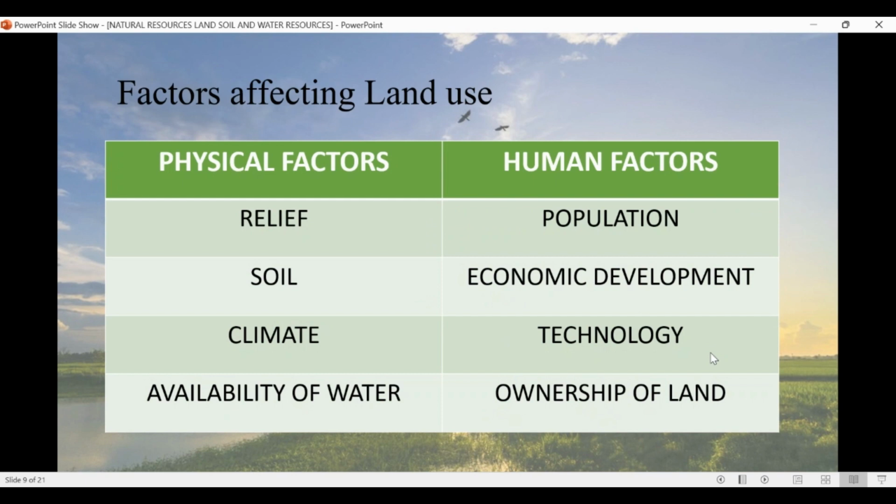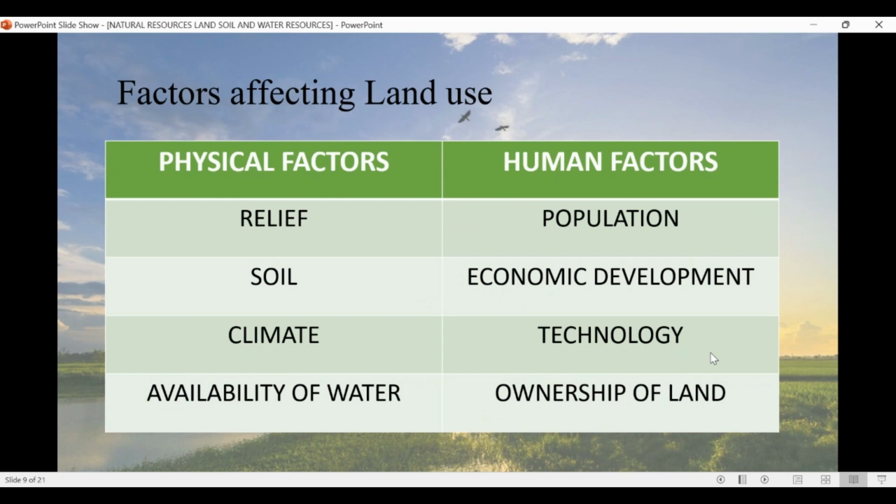Then the human factors. What are the human factors? Well, the factors that affect land use by humans. The first point is population, the number of people in relation to land availability affects the land use. Then is the economic development. I hope you understand the word economic. So the development also affects the land use.